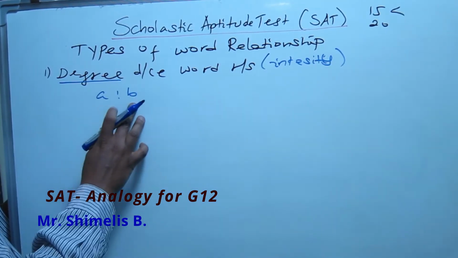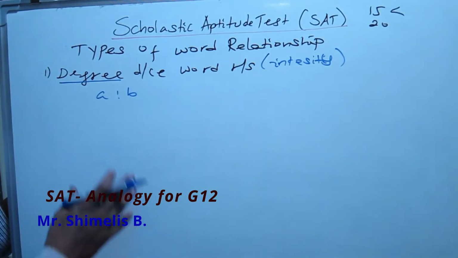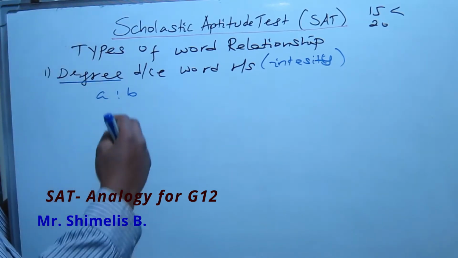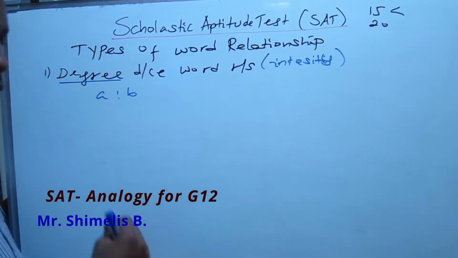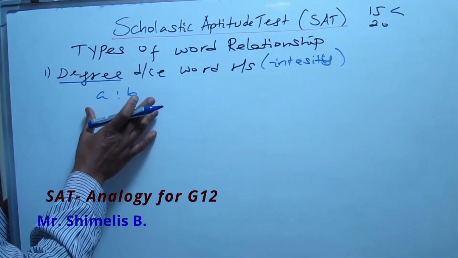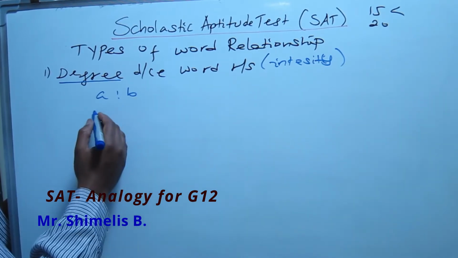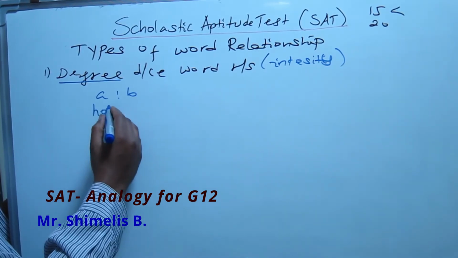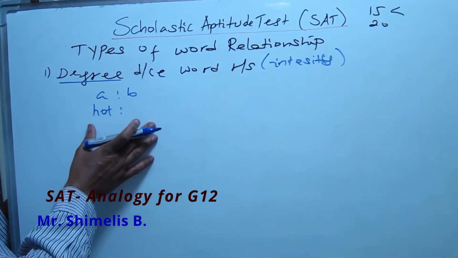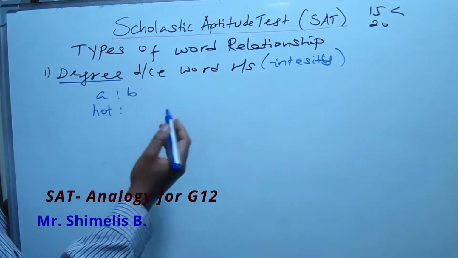So in this word relationship, both A and B would have the same meaning, but either A or B is higher in degree, whereas the other one is lesser in degree. So this connection we call degree difference. Let's see some examples. If I give you hot here, what would be the word which would have the same meaning with hot but different in its degree? Maybe warm.